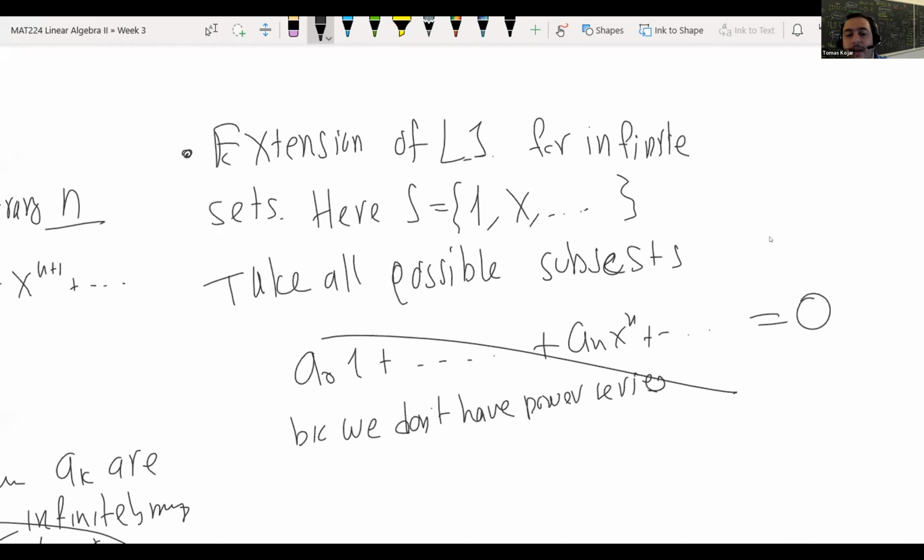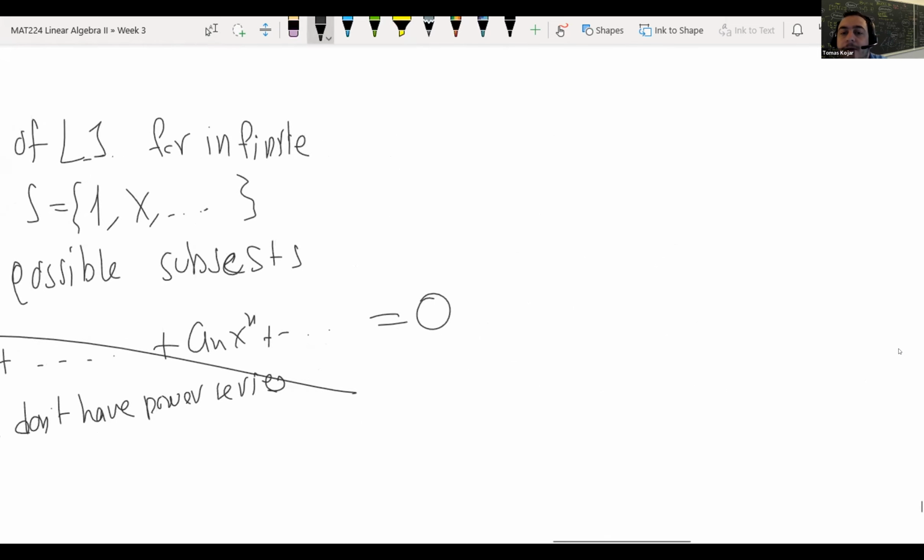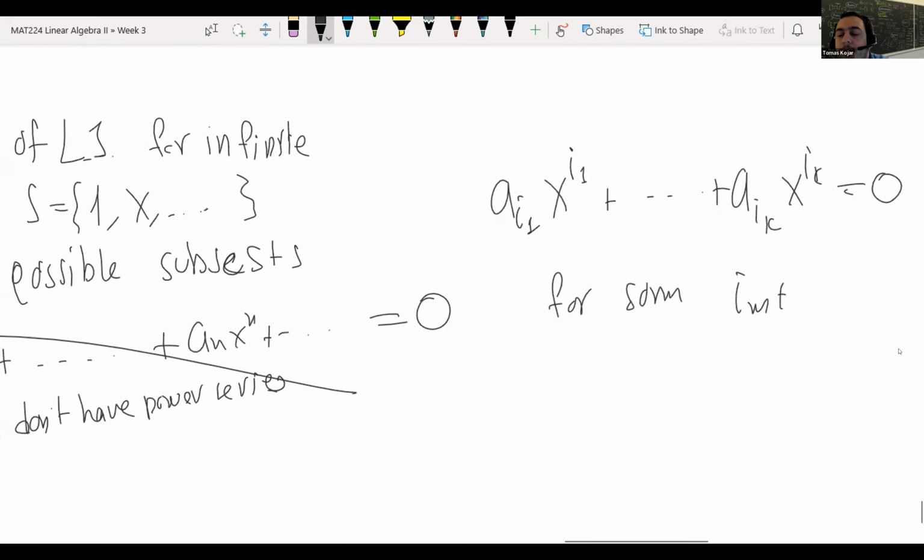Okay, so this is not allowed. What I am allowed to do is take all possible subsets. So we take a_{i1} x^{i1}, all the way to a_{ik} x^{ik} equal to 0 for some i_m infinite, so i_m starting from 0. Is that okay? I see my time, but I'm done here.